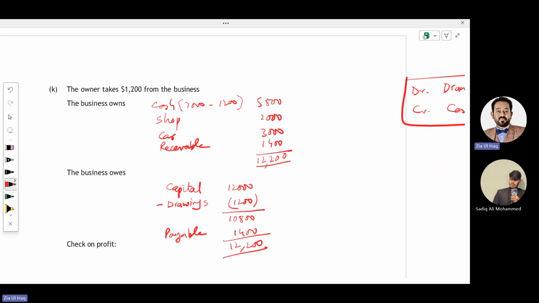What does "business owns" mean? This means assets. What does "business owes" mean? This will be called equity plus liability, meaning capital plus liability. It means your assets should always be equal to equity plus liability. Your owns should always be equal to owes.